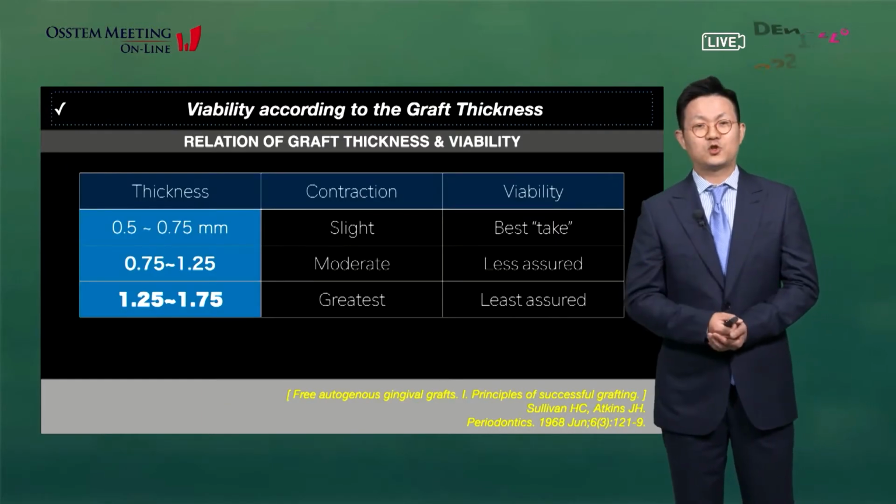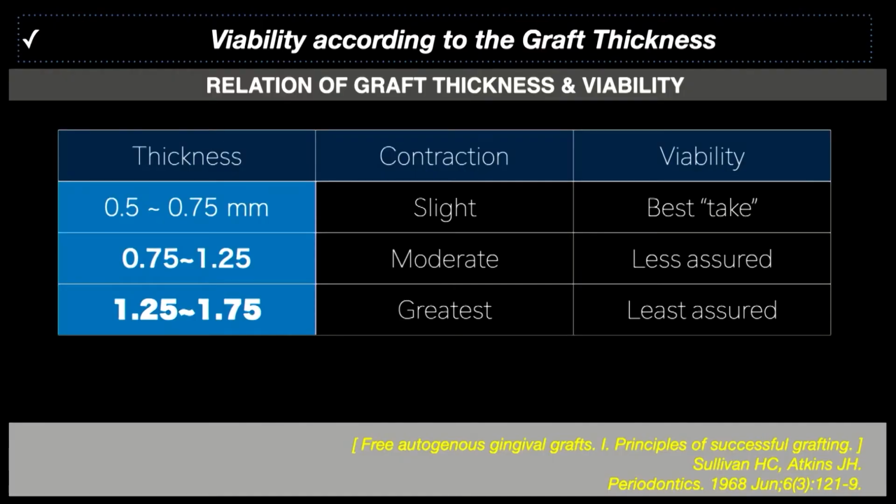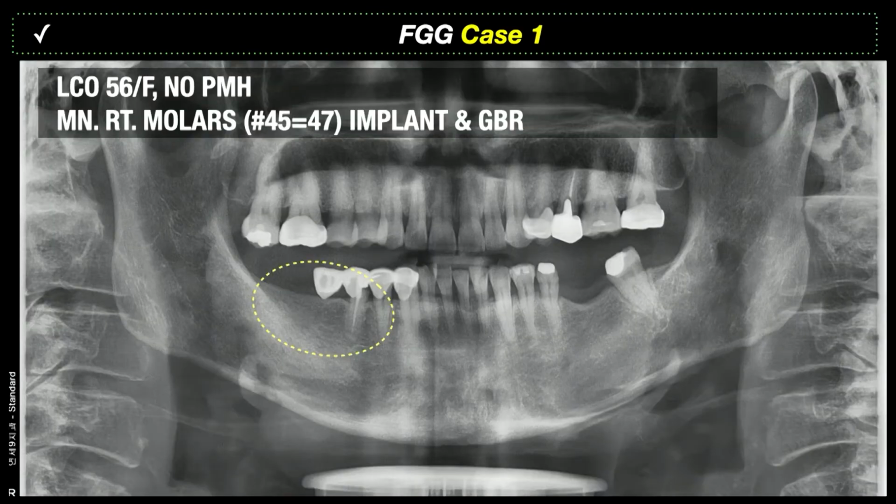In this regard, too thick grafts hardly survive in the initial healing phase because it's unfavorable for plasmatic circulation. But too thin graft tissue undergoes severe contraction in the maturation phase. One millimeter thickness would be fine, considering both viability and contraction.